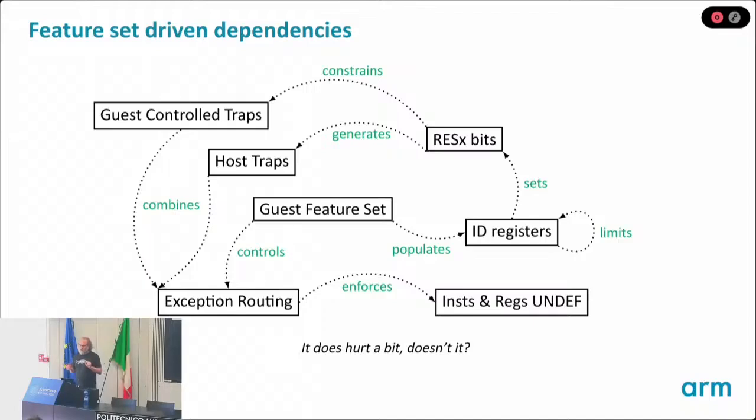From the ID registers, we want to actually derive the reserved bits that constrain the guest control traps, but that also generate host traps so that we can actually make things undef. And you take those two sets of traps, you combine them, that gives you your exception routing, and then you can use that to enforce instruction and register undef. And yeah, if you think that hurts, yes, it does. It's extremely painful. So how do we go about building this, or something that looks like it?